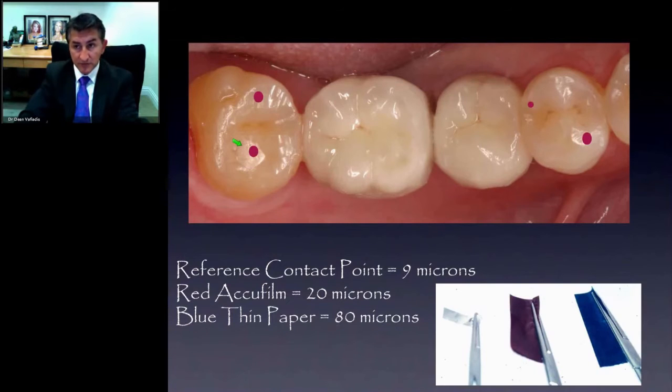So the word has been floating around that we want a little bit of light occlusion. Well, we have to measure light. What is actually light? If we say that light is 20 microns, then our red paper should slip through. If our red paper slips through, then we know we're at 20 microns. If we double over our red paper, now we're at 40. Now you could say light is 40 microns.